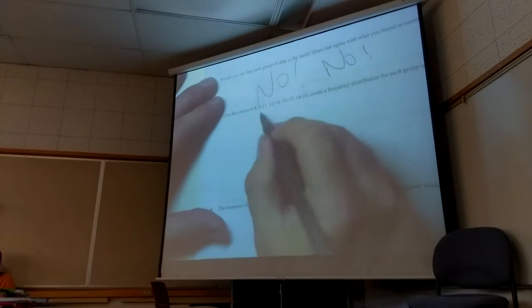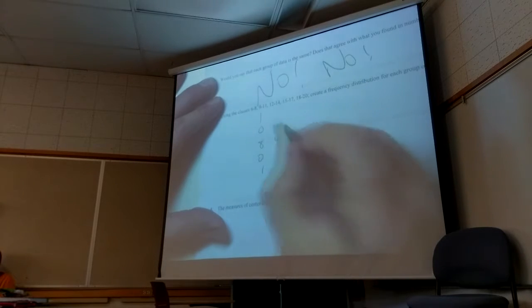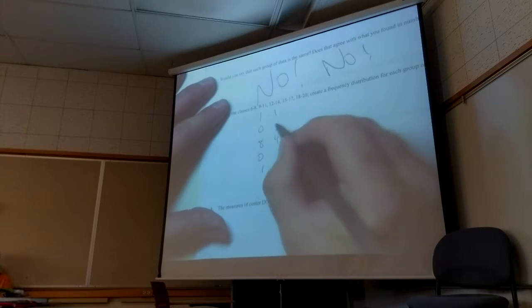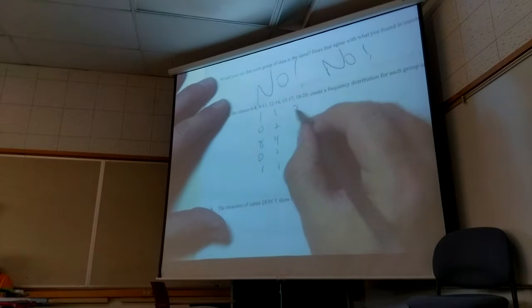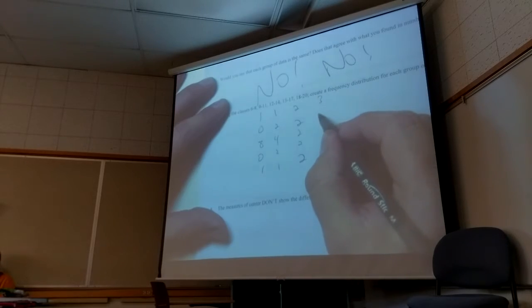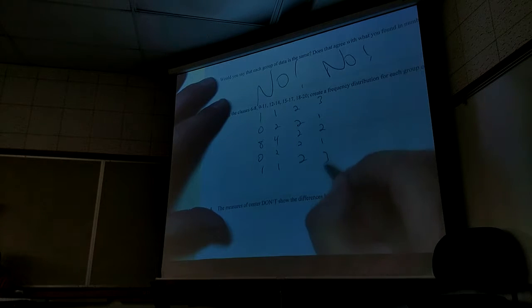So when you get down here, you get the 1, 0, 8, 0, 1, right? And then you get 2, 2, 2, 2, 2, right? And 3, 1, 2, 1, 3. Okay.